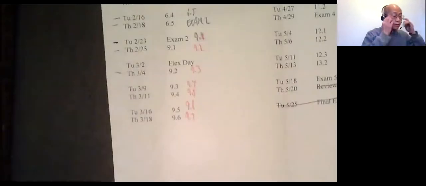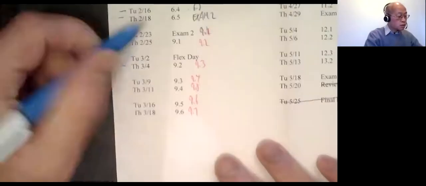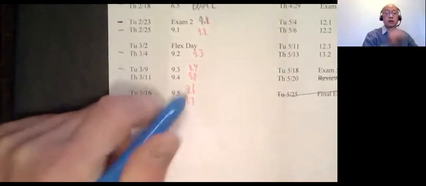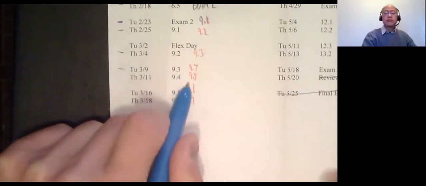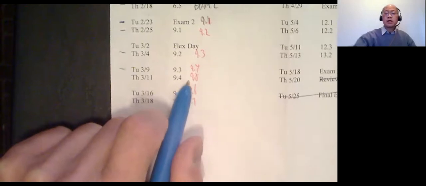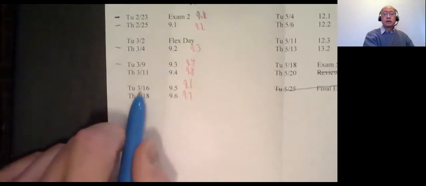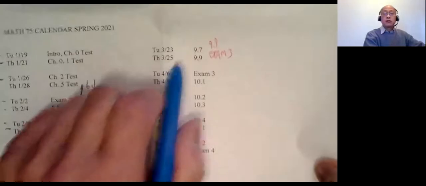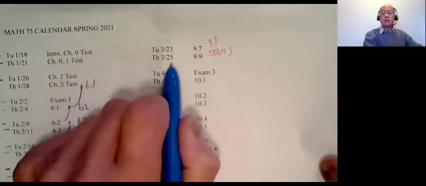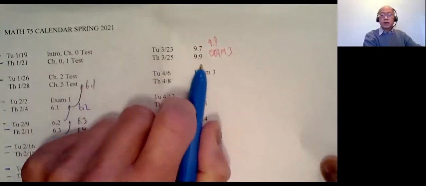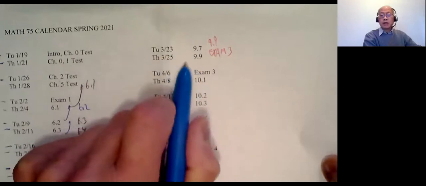Okay, so this is where we're at in our modified schedule here. So 9.4 today, 9.5 Thursday. If we go one section a day, then this is where we're at. And then next week, 9.6, 9.7, and 9.9, and then the next exam on the 25th. And that's a perfect time to have it because then we have our spring break, a week off, after that.